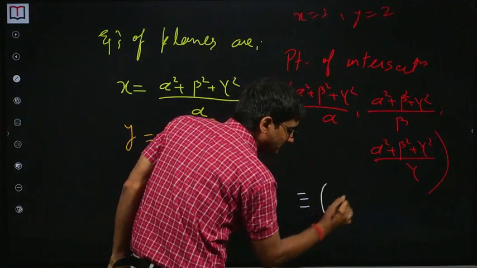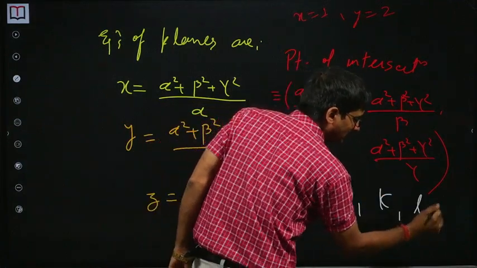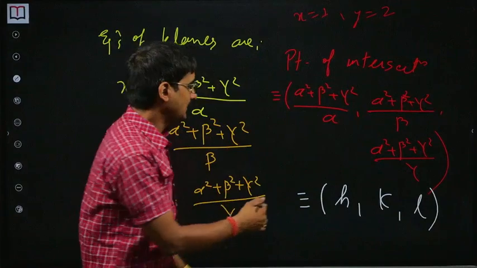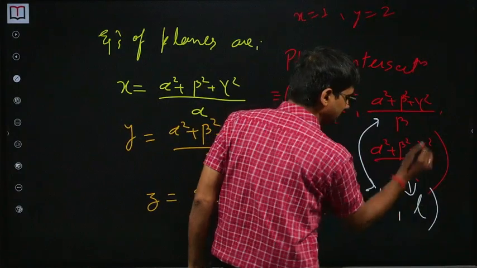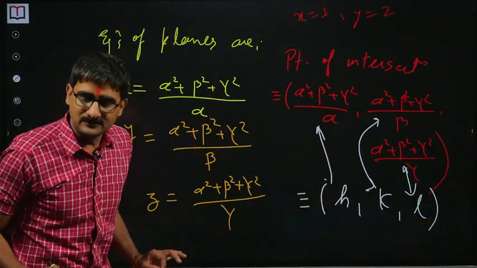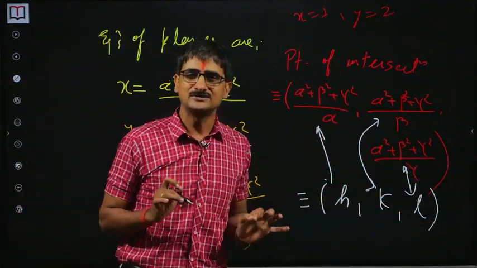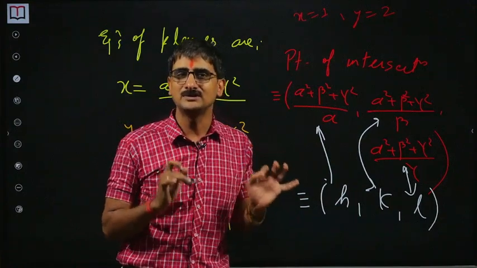So I will assume it to be h comma k comma l, where h is of course the x coordinate, k is the y coordinate, and l is the z coordinate. Fair enough. Now what? Now we have to just get rid of alpha, beta, gamma.